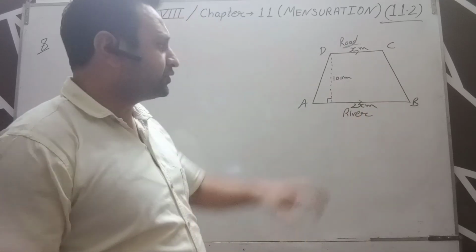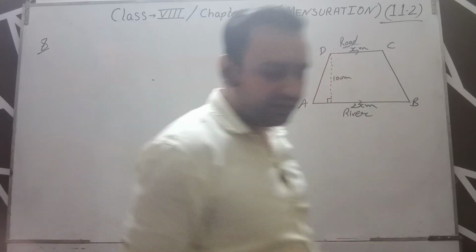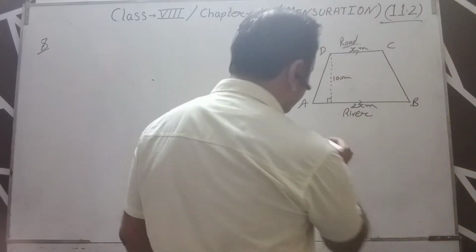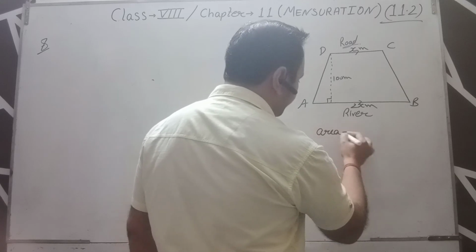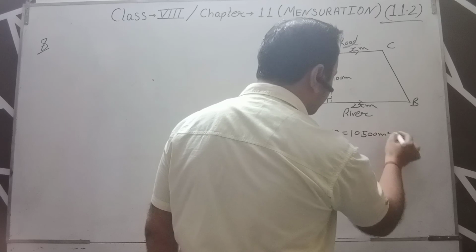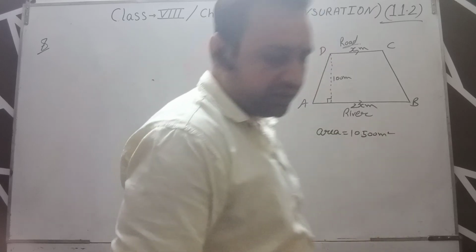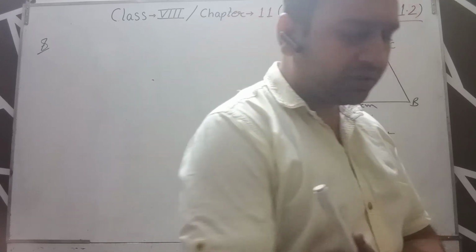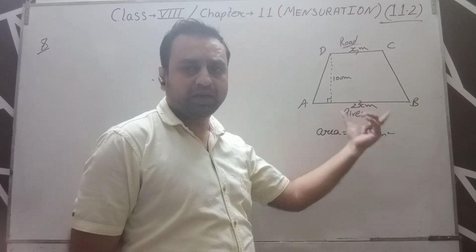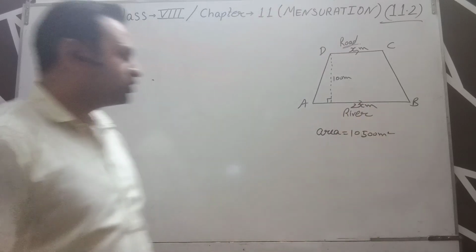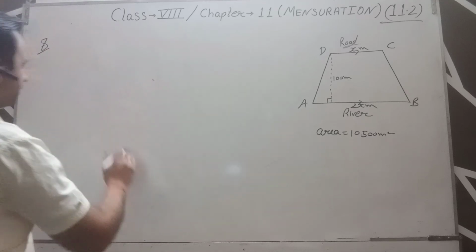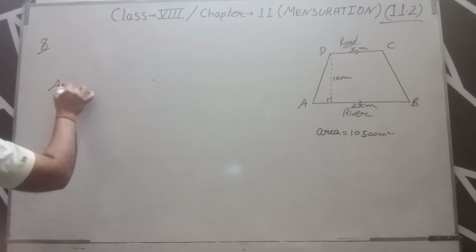and the distance between them is 100 meter, and the area is given 10,500 meter square. And we have to find the length of the side along the river. We have to find out the length of the side which lies along the river. So how can we calculate it? So again use the area of trapezium formula.